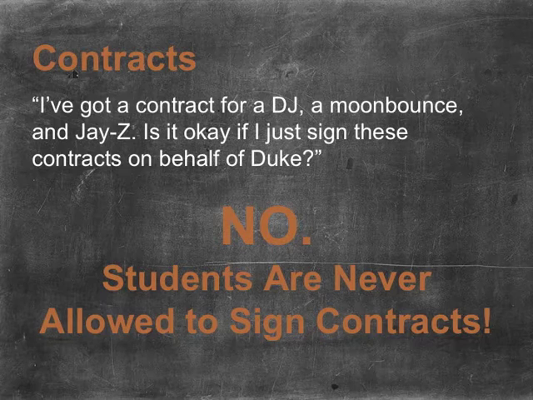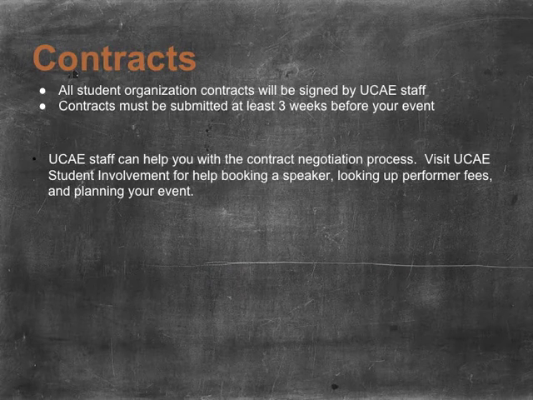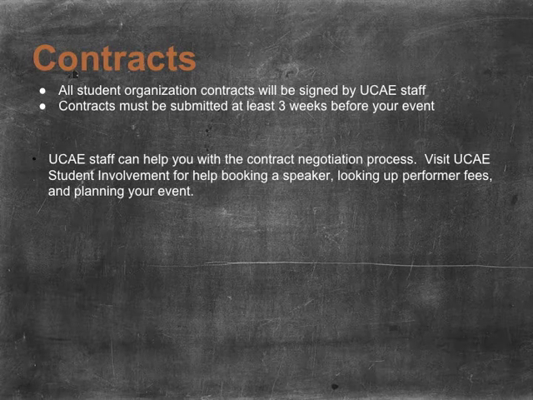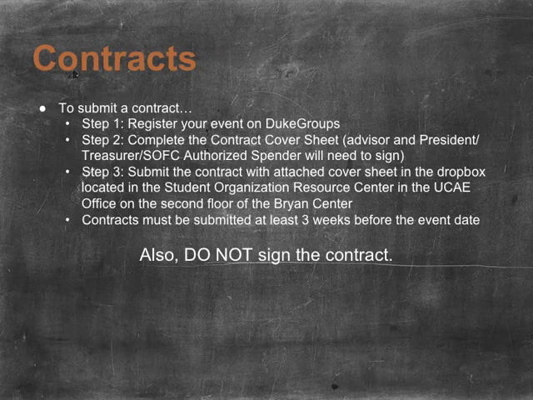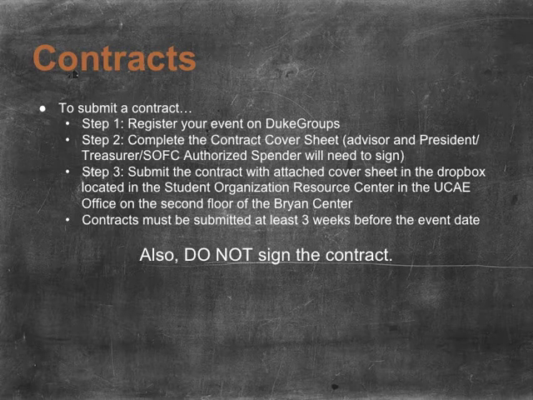If your organization needs a contract signed, it must be submitted to the UCAE at least 3 weeks before your event. Processing time depends on the complexity of the contract and the event because it may need to be reviewed by multiple offices. Some contracts can take up to 8 weeks to process, so submit it for review as early as possible. To submit a contract to UCAE, do the following: register your event on Duke Groups, complete the contract's cover sheet located on the UCAE website.